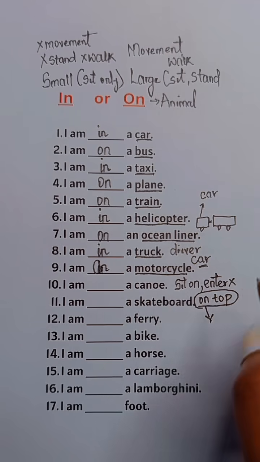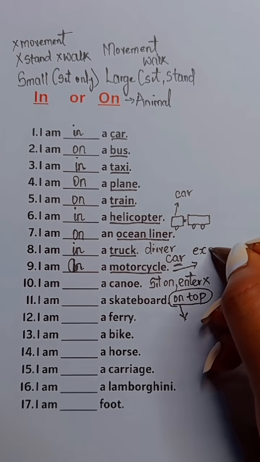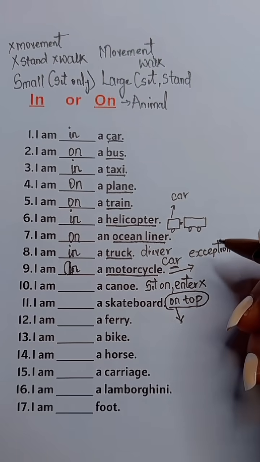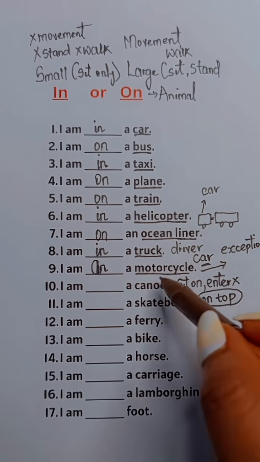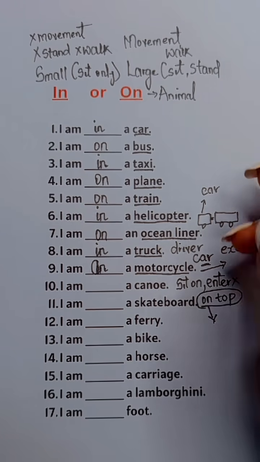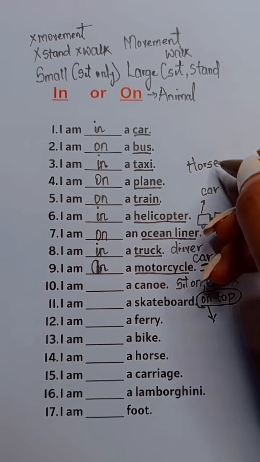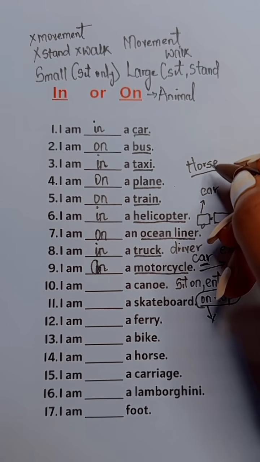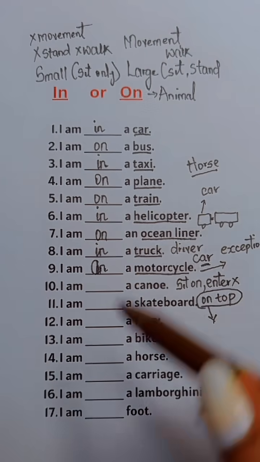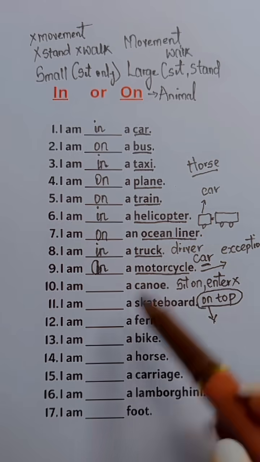This is an exception, okay? Because you cannot enter into a motorcycle. You can only sit on top, just like on a horse or a donkey. You cannot enter inside. You can only get on top of a horse and sit. Okay, so we always use on a motorcycle, on a bike.